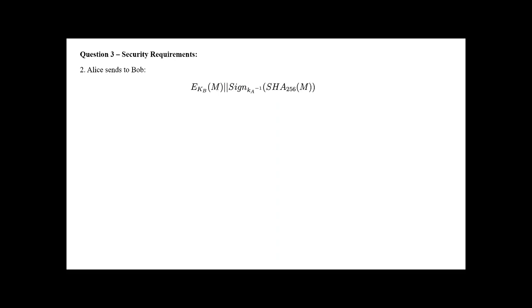Okay. Now the second question. Alice sends to Bob the following. She sends the message M encrypted with Bob's public key, and concatenated with this is the hash of the message M. This is a SHA-256 hash of the message M, and this hash is encrypted using Alice's digital signature using her private key.